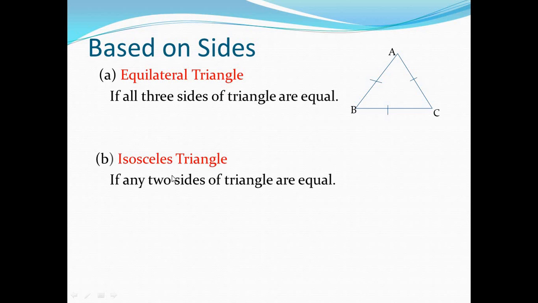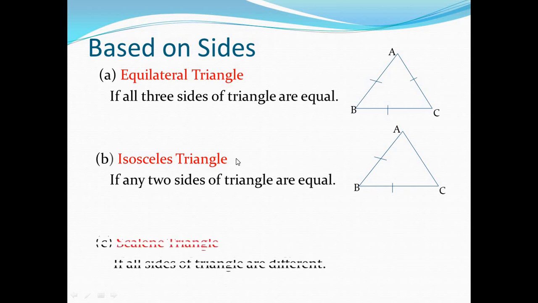Next one is the isosceles triangle. If any two sides of a triangle are equal, say in this triangle ABC, AB and BC are equal. Actually any two sides of a triangle, it may be BC and AC also, or AB and AC also. In a triangle, any two sides are equal. Such types of triangles are called isosceles triangles.